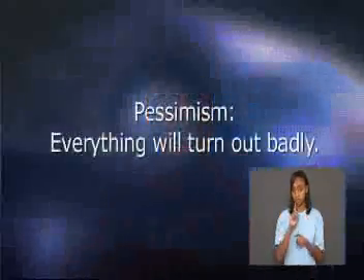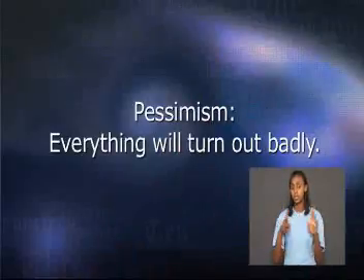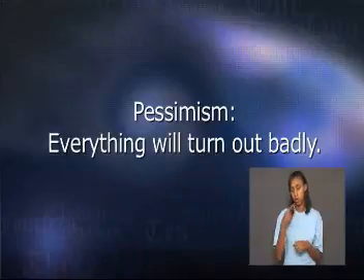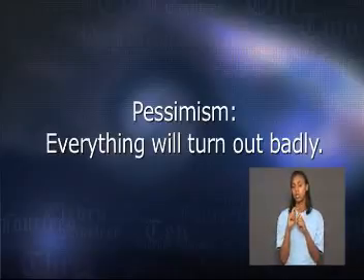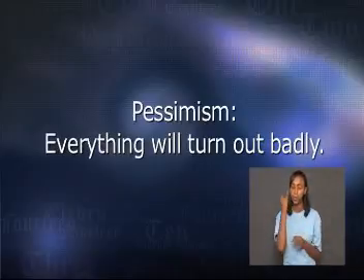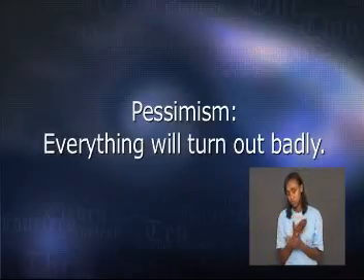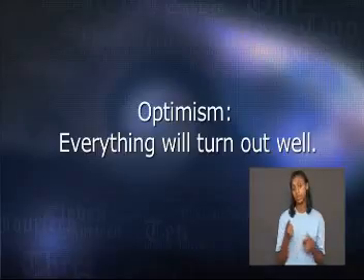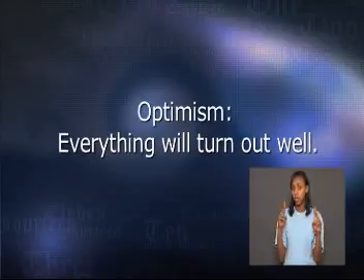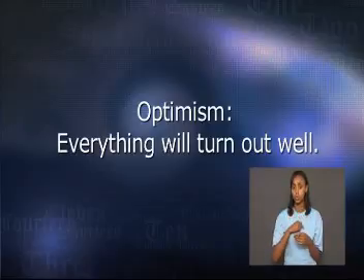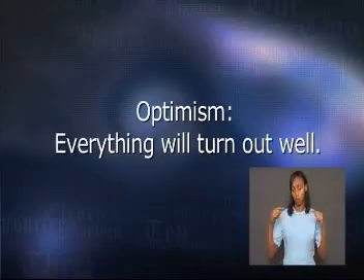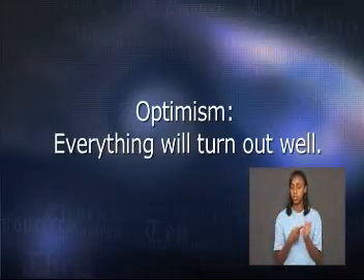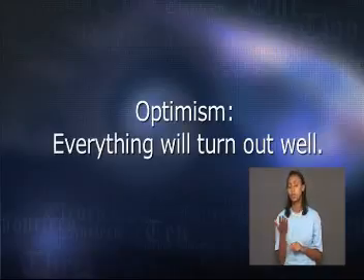The texts are very different, are they not? The first has a very negative view, which we would call pessimistic. Pessimism is the word that we use to describe the idea that everything will turn out badly. The second text has a very positive view, which we would call optimistic. Optimism is the opposite of pessimism, and it refers to the idea that everything will turn out well.